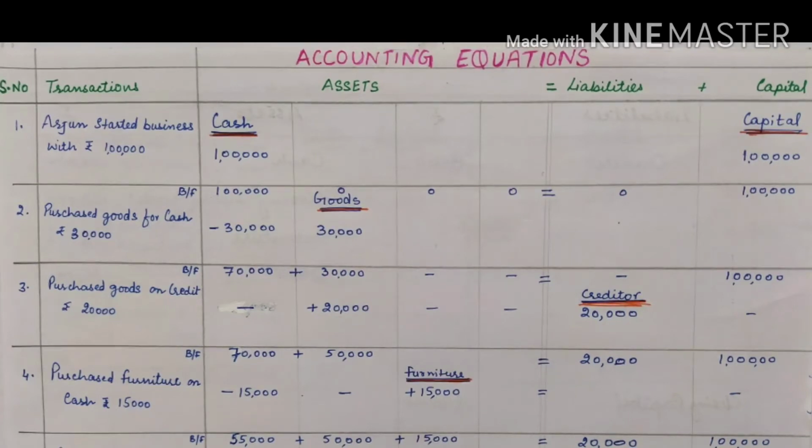Purchase furniture for cash rupees 15,000. Here two accounts, cash and furniture, are involved and both are assets. So the effect is that on one side cash is reduced by 15,000, then a new asset called furniture is being created and the equation remains balanced.